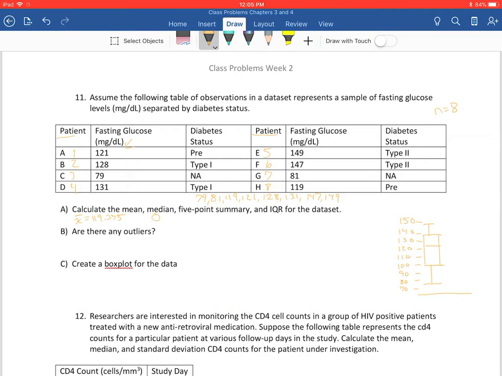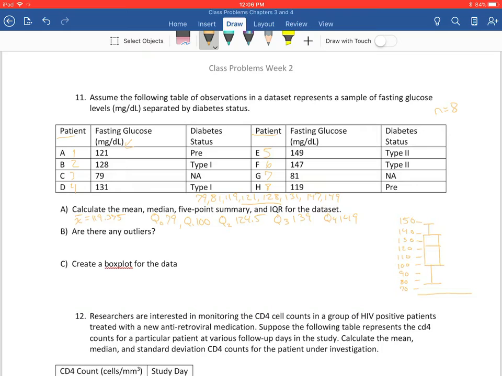So when we do our 5-point summary, we're going to have Q0, which is going to be our lowest value, which is 79. Our Q1, which is our first quartile value, is going to equal 100. Q2, which is your median, is going to be 124.5. Q3 is going to equal 139, and Q4 is going to equal 149.